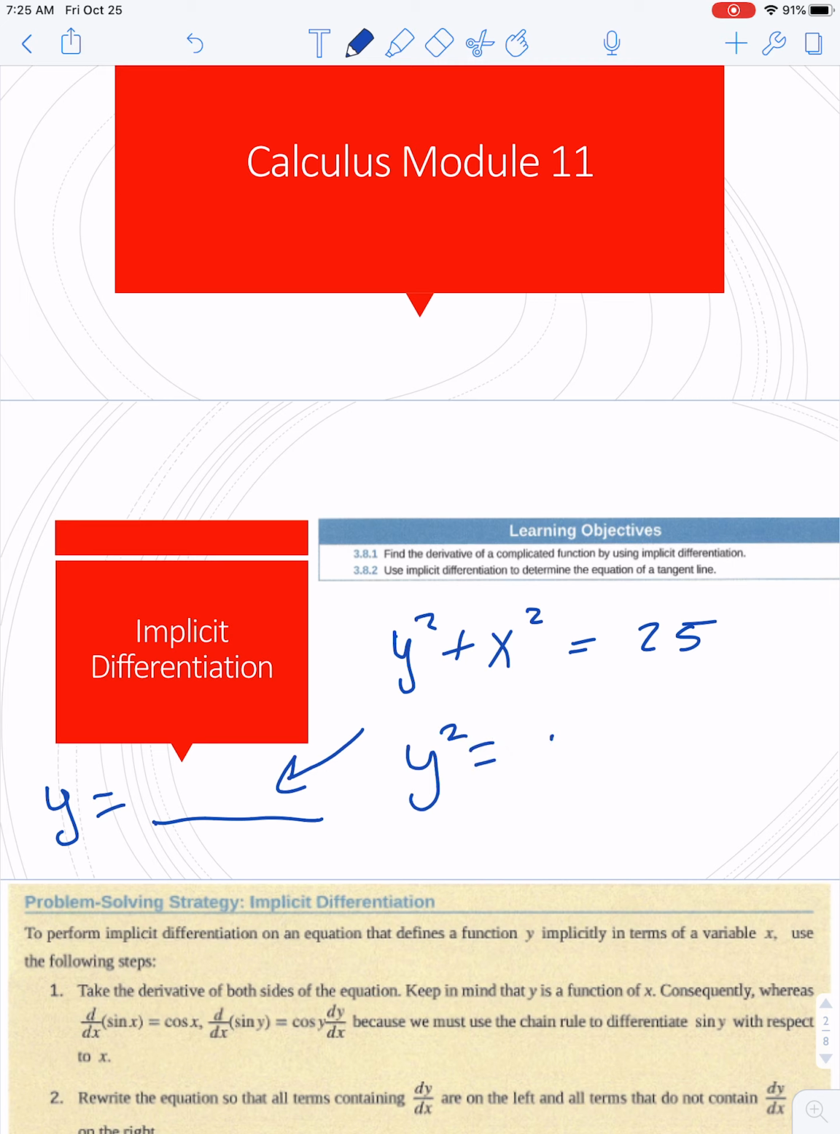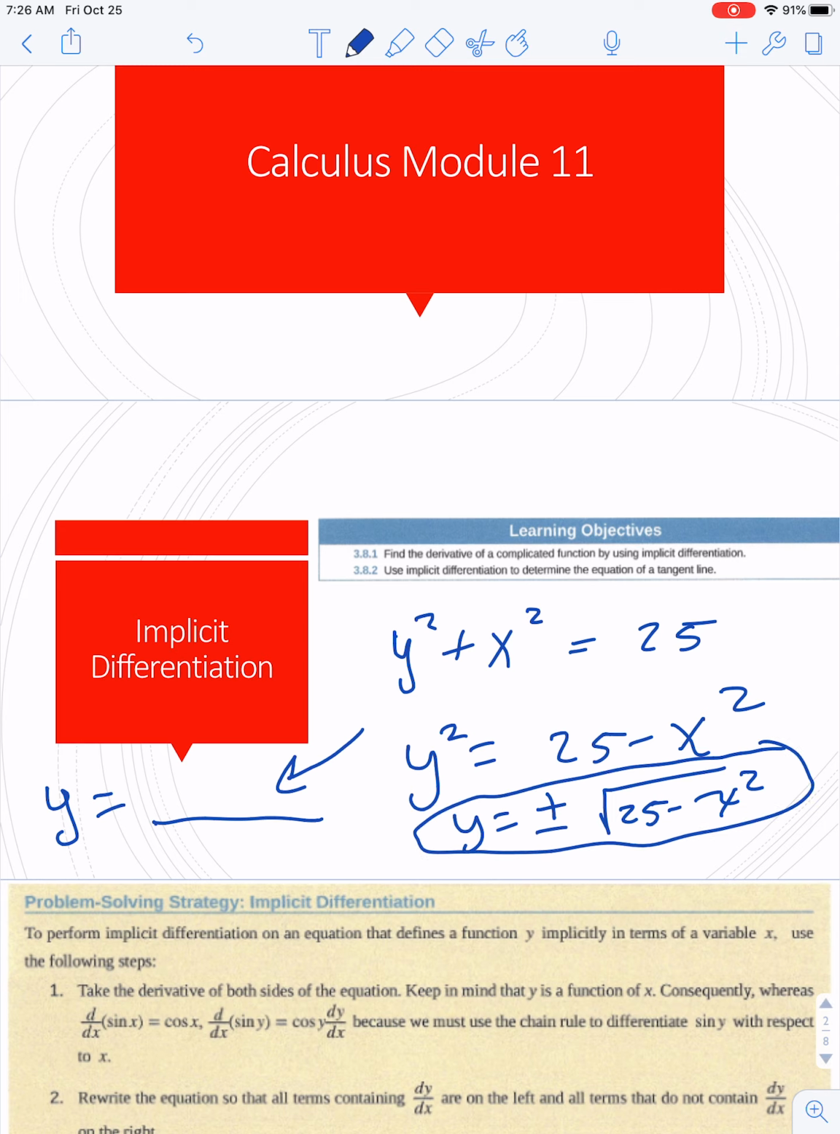So we'd have y squared equals 25 minus x squared, and then we'd have y equals plus or minus the square root of 25 minus x squared. So you can see how that would quickly become tedious with that plus or minus. So we're going to use a method called implicit differentiation instead of our traditional method.